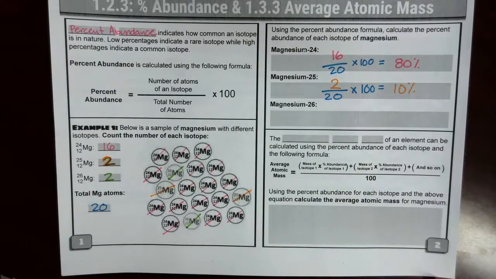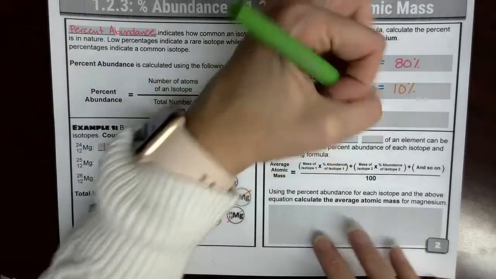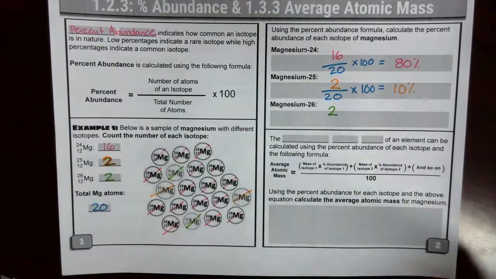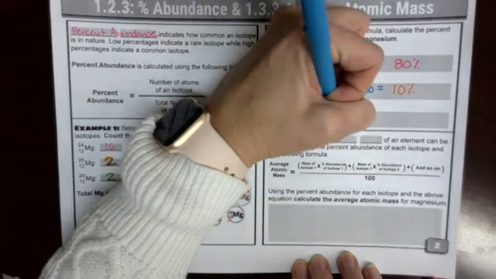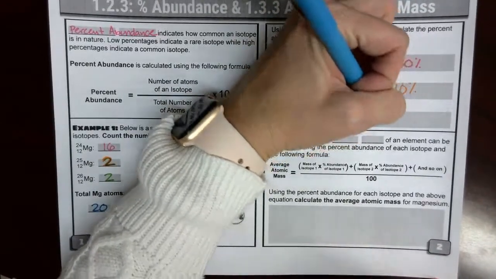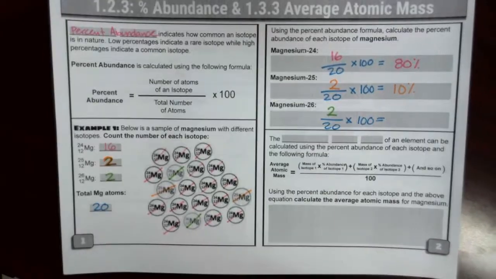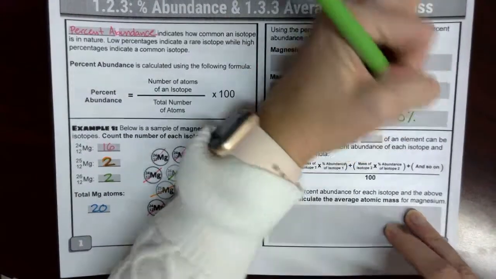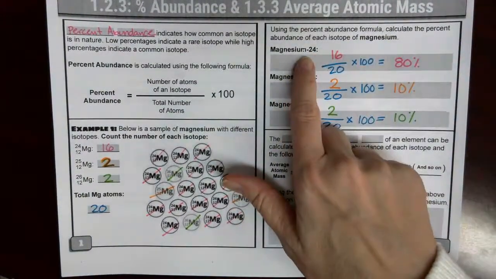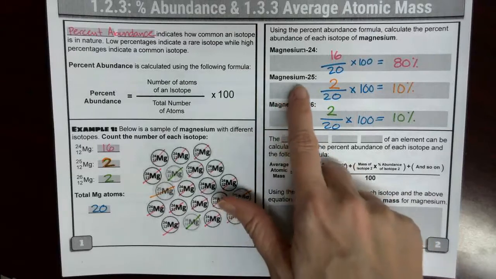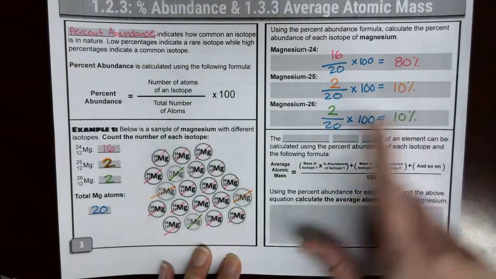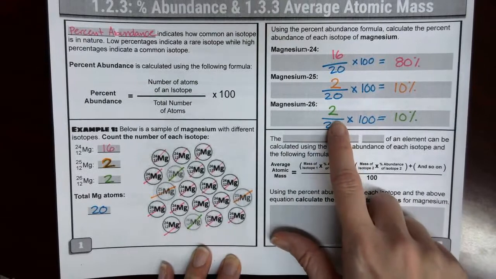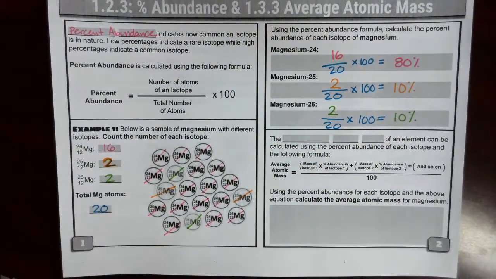And then finally I'm going to do my percent abundance for my magnesium 26. I had 2 of those. I'm going to divide it by my total, which was 20, times 100. And that is also going to be 10%. So percent abundance of magnesium 24 is 80%, percent abundance of magnesium 25 is 10%, and magnesium 26 is also 10%.